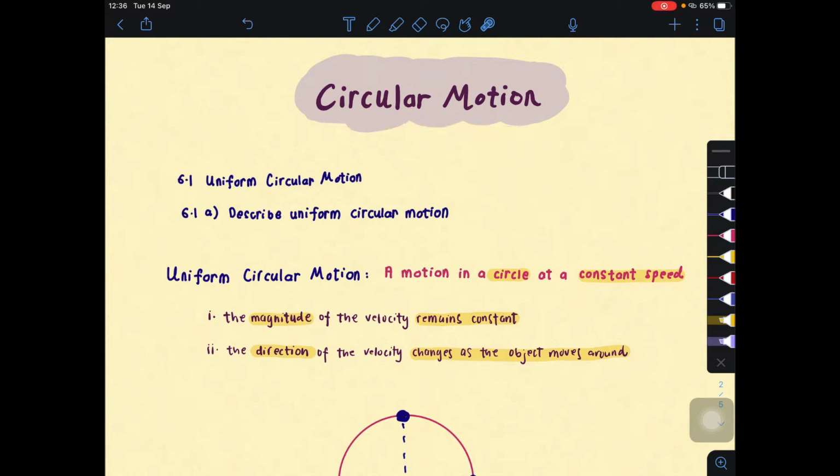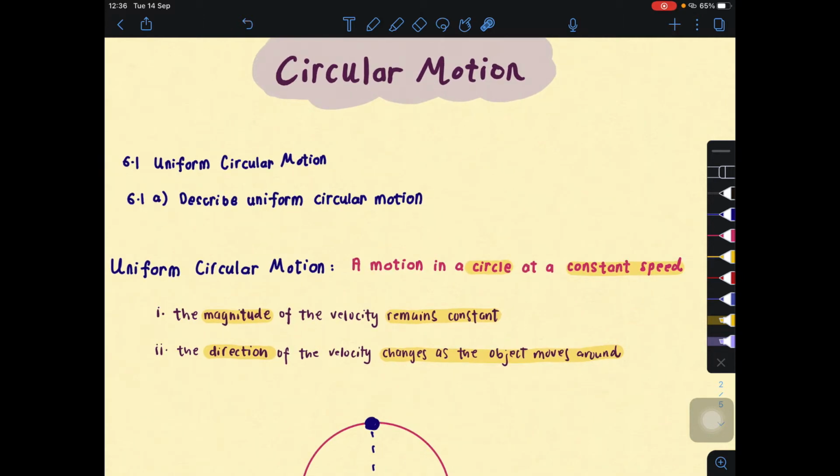So let's look at the first subtopic, 6.1, Uniform Circular Motion. Okay, so first learning outcome, describe what is uniform circular motion. So by definition, it is a motion in a circle at a constant speed.